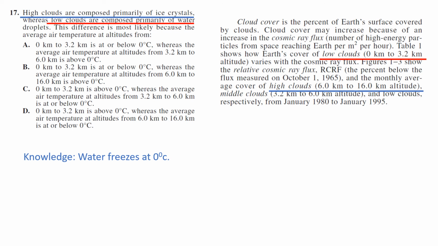chart, the reading, 0 to 3 kilometers is low clouds, 6 to 16 is high clouds. So 0 to 3 would have to be above 0, that's where water freezes, whereas 6 to 16 is below. Oh, so you do need that 6 to 16. It's not just higher, because middle clouds are 3.2 to 6. So D.